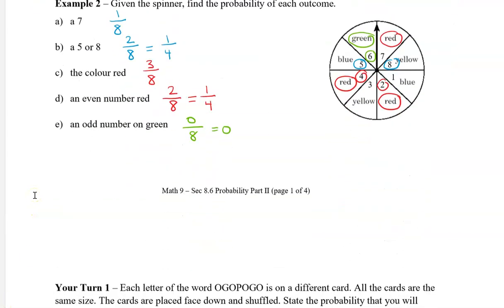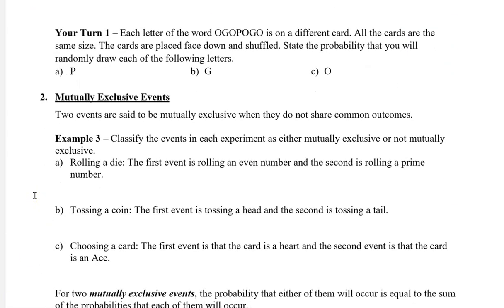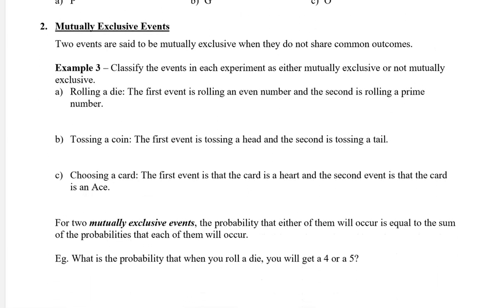We're next going to take a look at mutually exclusive events. Two events are said to be mutually exclusive when they do not share common outcomes. Let me show you what this means by looking at some examples. Classify the events in each experiment as mutually exclusive or not mutually exclusive. Let's say that I'm rolling a die. The first event is rolling an even number, and the second event is rolling a prime number.